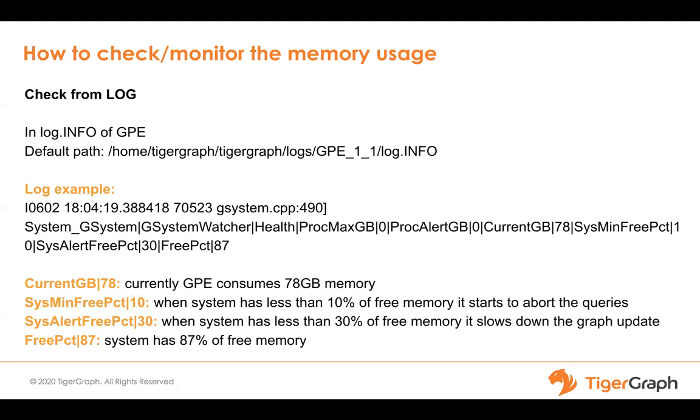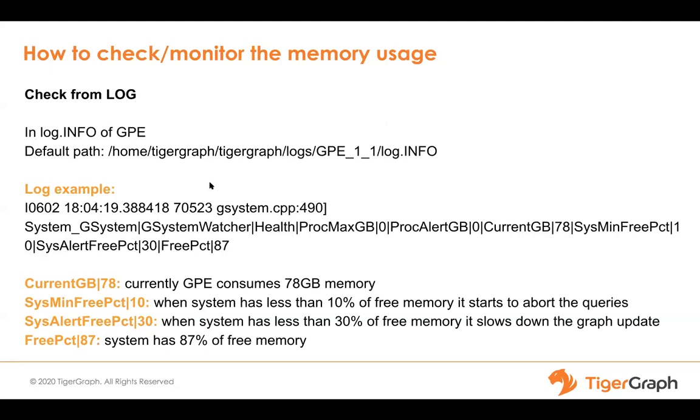And the third way is you can check it from the logs. There is a log called log.info of the GPE log. You can find the location of the log.info GPE log by running the command gadmin log. That will list all the logs, and you can easily find the log.info GPE log. The log.info log is a daily log of GPE. Everything normal will be printed there.